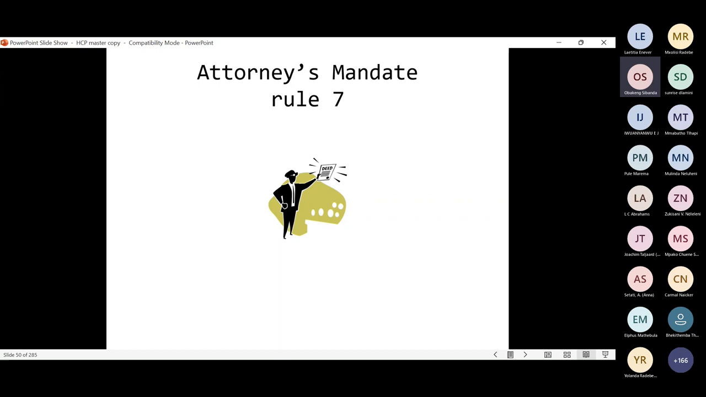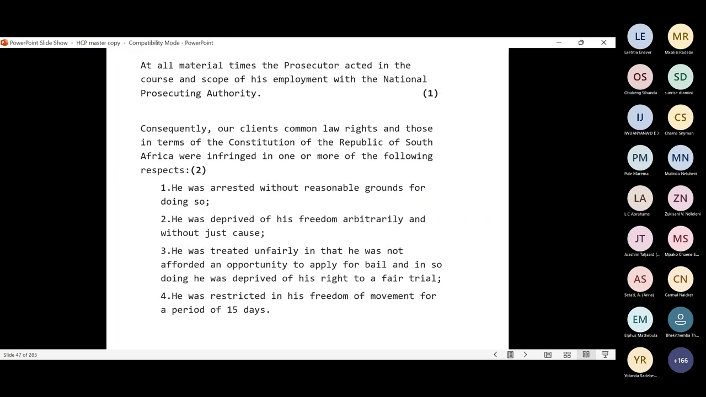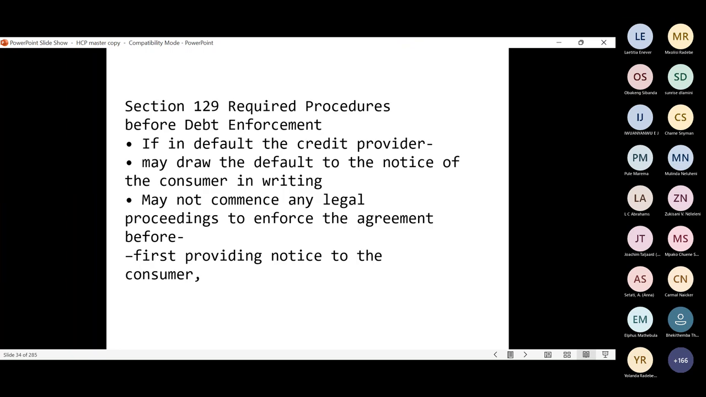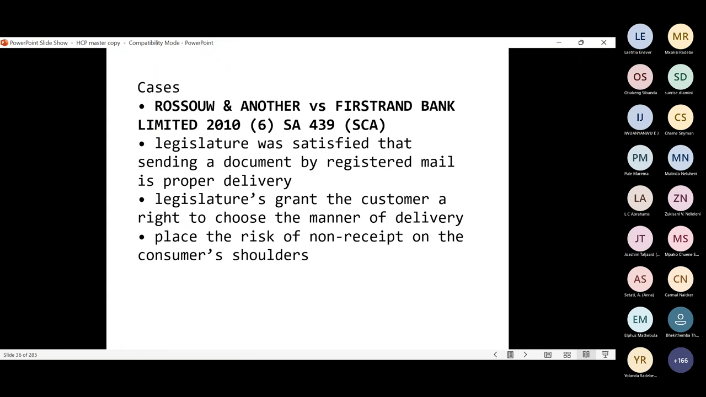Yes, Advocate, with regards to the Section 129 notice, I just want to find out, does the Act strictly say that you must deliver the notice via registered mail? It's in that court case, the SCA, when the court said that the legislator said that sending a document by registered mail is proper delivery. The legislator granted the customer the right to choose the manner of delivery, and placed the risk of non-receipt on the customer's shoulders.